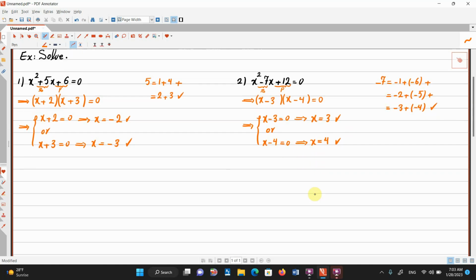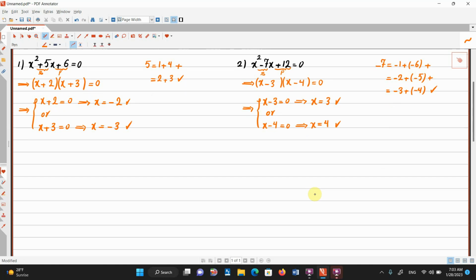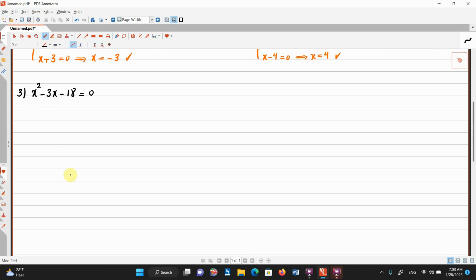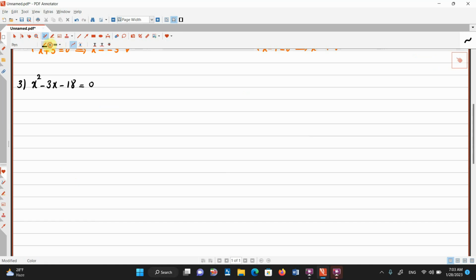Okay, guys, till now we have solved two examples. Now let me write the third one, example number 3. For the third one, I'm going to write x squared minus 3x minus 18 equals 0. At this example, as you see, the product is negative and sum is negative. This stands for product and this number stands for sum.